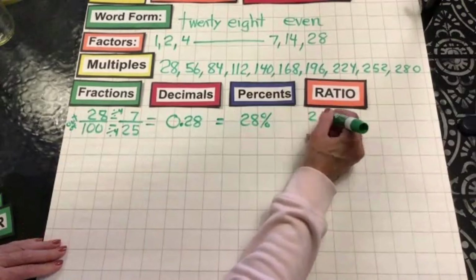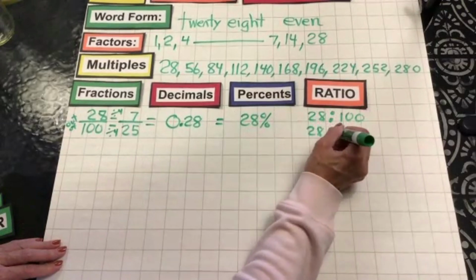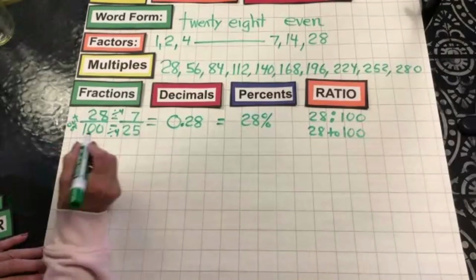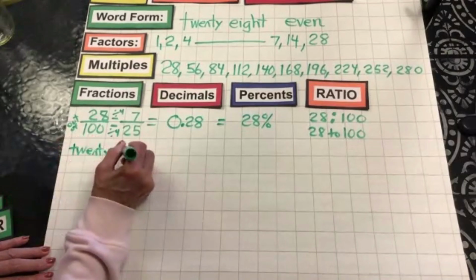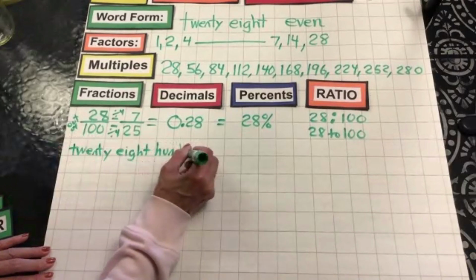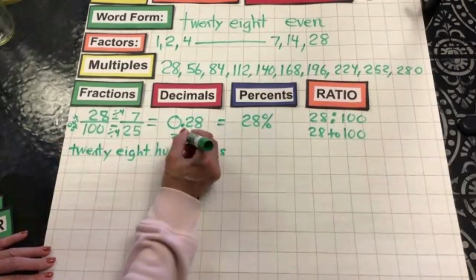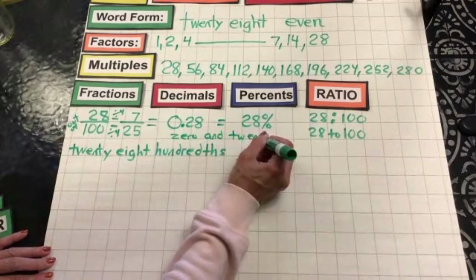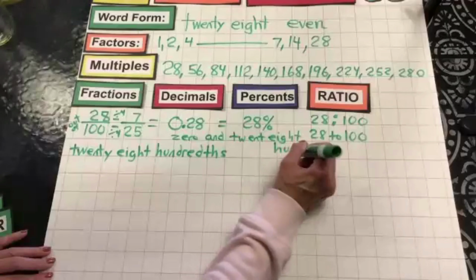And our ratio would be 28:100. We come back here to write it in word form, which would be 28 hundredths, and our decimal would be 0 and 28 hundredths.